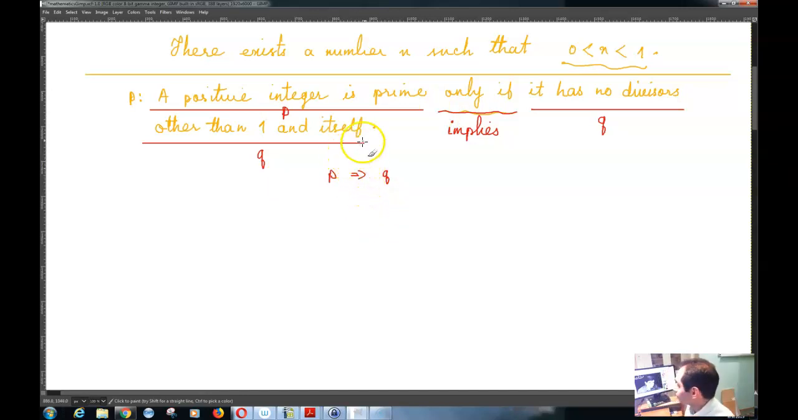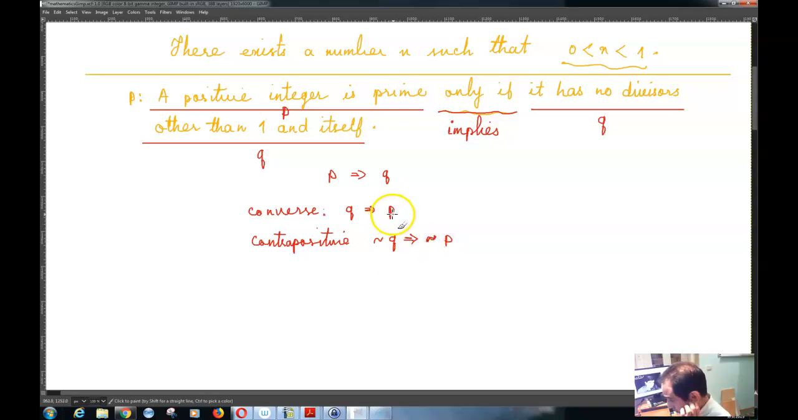Now if you want to write the converse of this, the converse would be Q then P, and the contrapositive of this would be not Q implies not P. So then the converse would be Q then P, meaning that if a positive integer has no divisors other than 1 and itself, then it's a prime integer, then it's a positive prime integer.